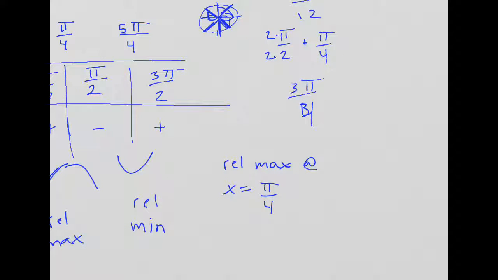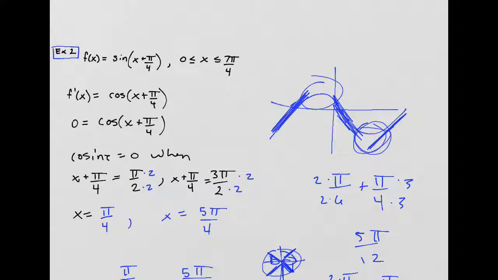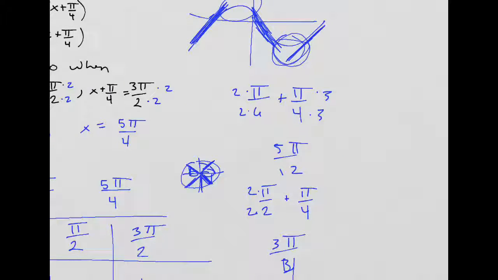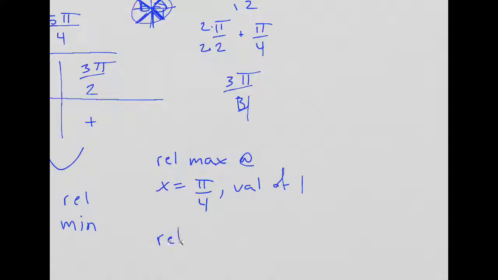So relative maximum at x equals pi over 4, value of, how do I get the value? I just plug in pi over 4 to my original. Be careful with that. What would that be? Pi over 4 plus pi over 4, that would be 2 pi over 4, pi over 2. Sine of pi over 2 is 1. So value of 1.